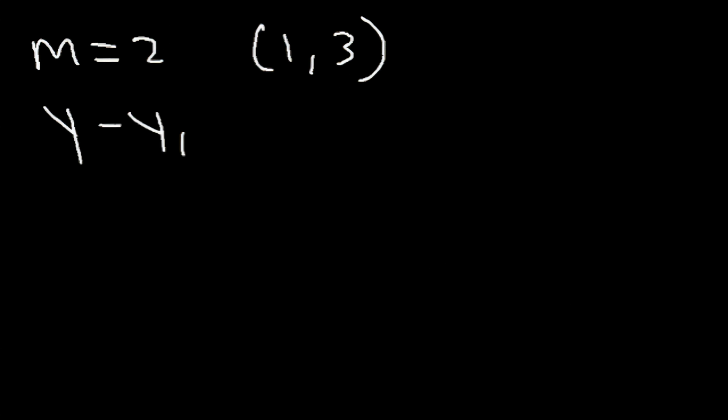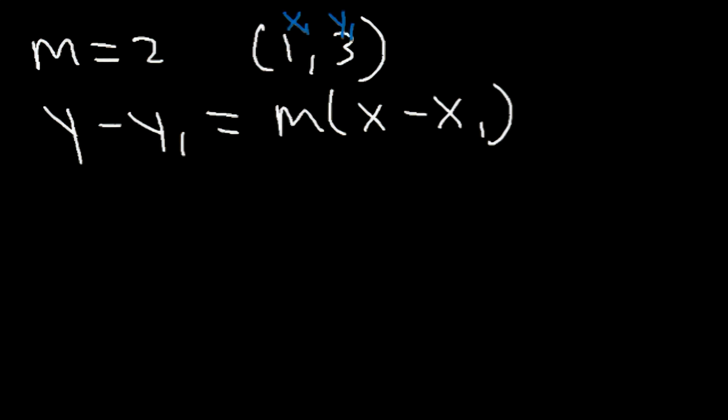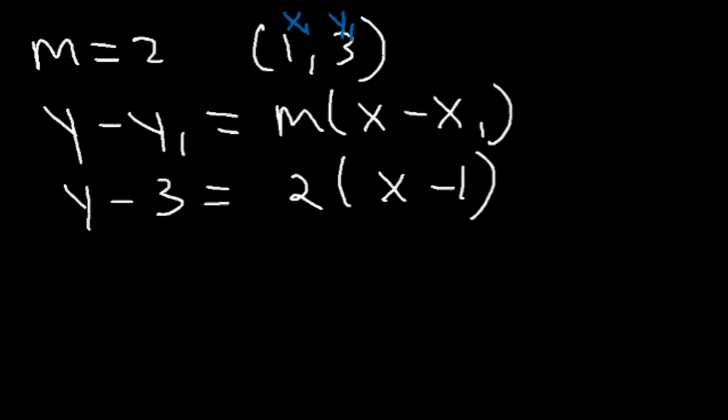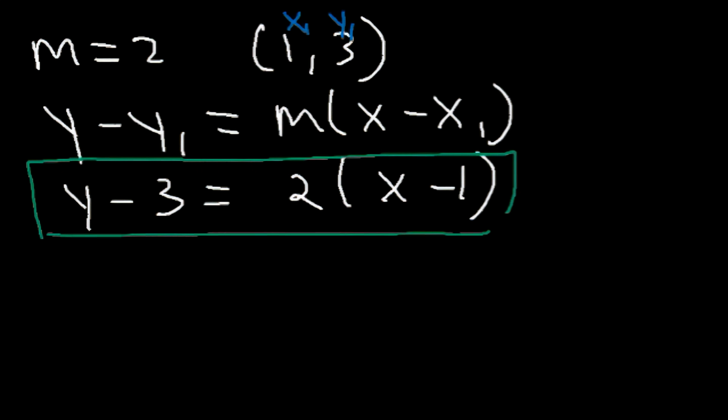So let's say the slope is 2, and you have the point (1, 3). How would you write the equation of the line that passes through the point (1, 3) and has a slope of 2? Personally, I think it's easier if you start with the point-slope equation. So this is x1 and this is y1. Let's replace y1 with 3, m with 2, and x1 with 1. So this is the answer in point-slope form. It's y minus 3 is equal to 2 times (x minus 1).